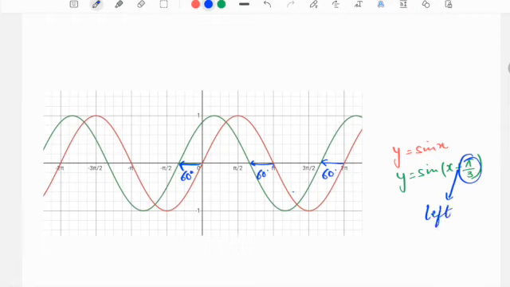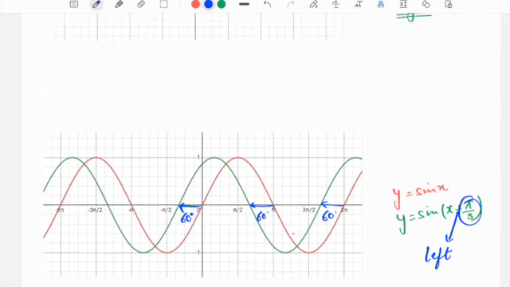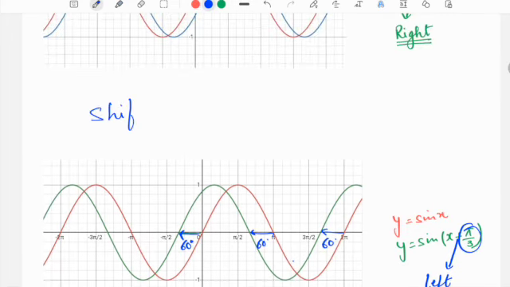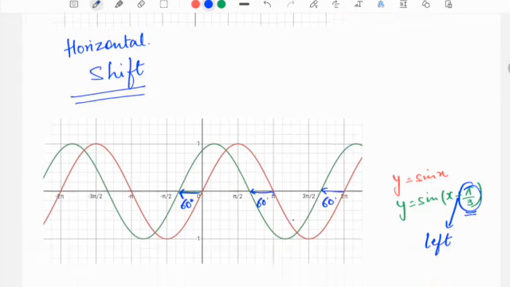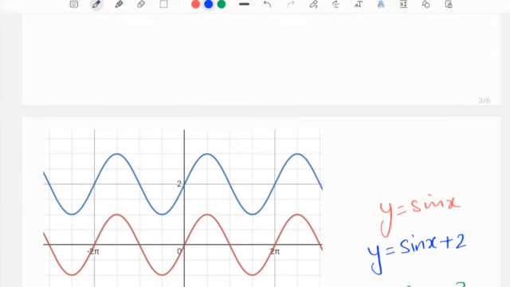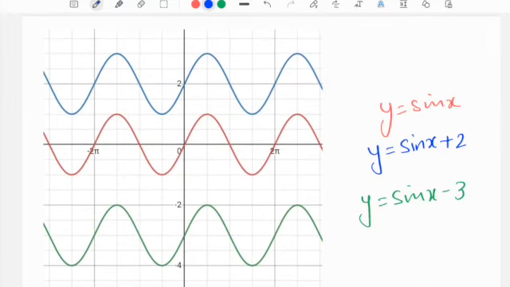Okay, and this moving is called shifting. Okay, so it's called a shift, and because it is shifting horizontally, it is called a horizontal shift. Okay, so this value here gives us the horizontal shift. Great. Now let's go to the next type. So the next type is when we add to the entire function. We are not adding just to the angle. We are adding to the entire function.